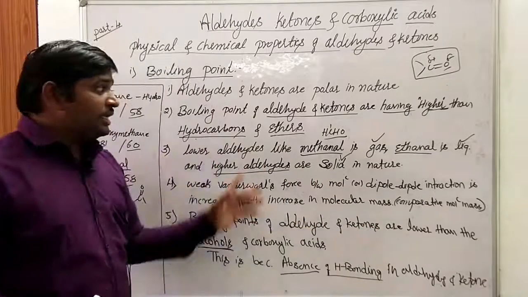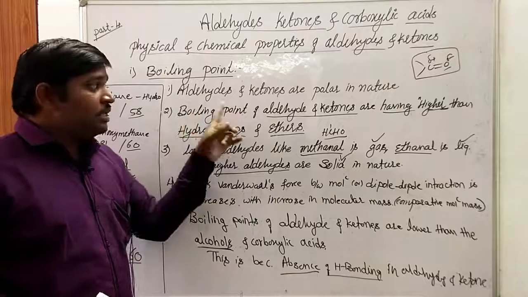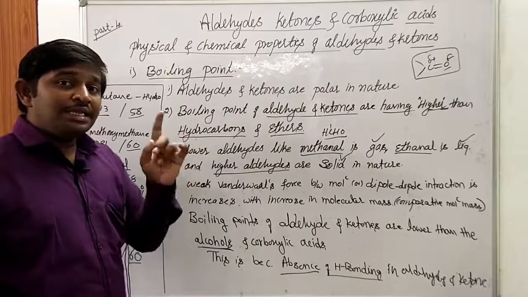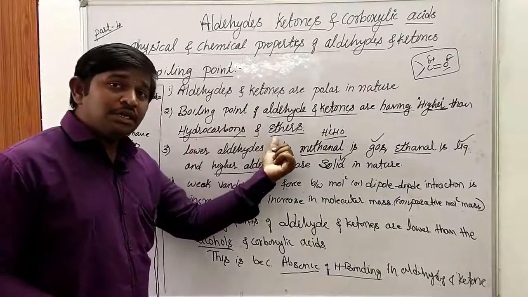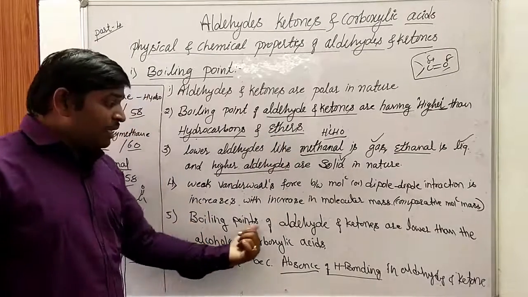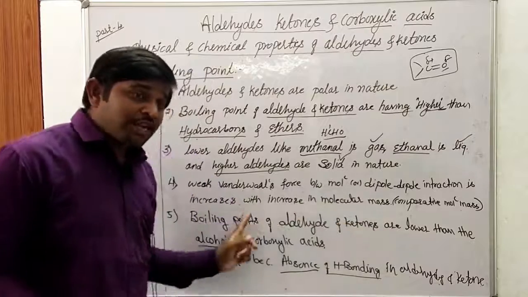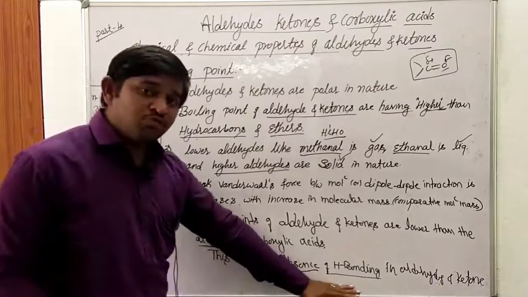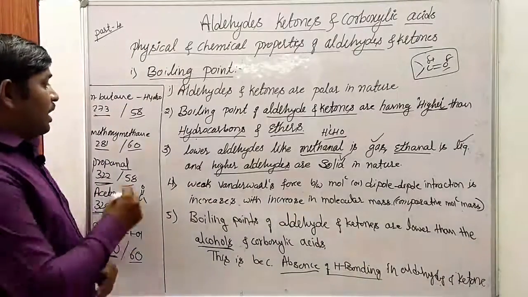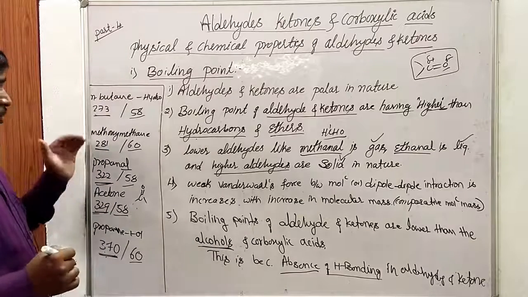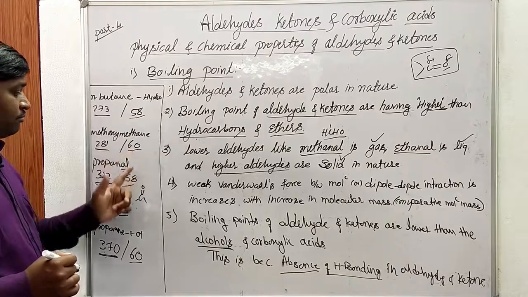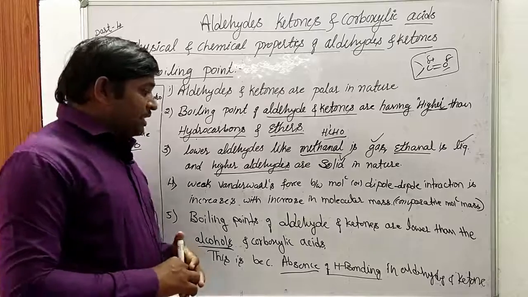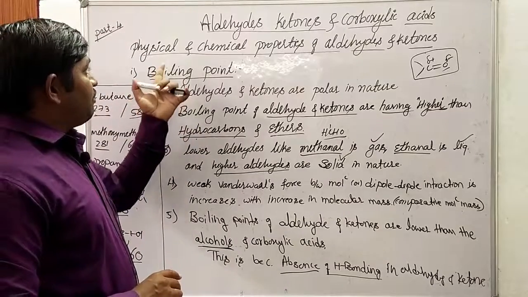So observe the point very clearly. In the first point I discussed that the boiling points of aldehydes and ketones are higher than those of corresponding hydrocarbons and ethers. But in the last point, the boiling points of aldehydes and ketones are lower than those of corresponding alcohols and carboxylic acids, because of the absence of hydrogen bonding in aldehydes and ketones. We have also observed the different compounds, their boiling points and comparable masses.